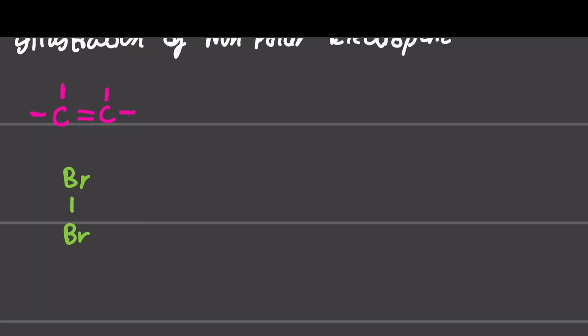Guys, is this an electronegative molecule? Nope, this is not an electronegative or electropositive molecule. It's a non-polar molecule, right? And इसका electron cloud किधर है? इसका electron cloud ऐसे करके बैठा. ठीक है? Guys, अब देखो.